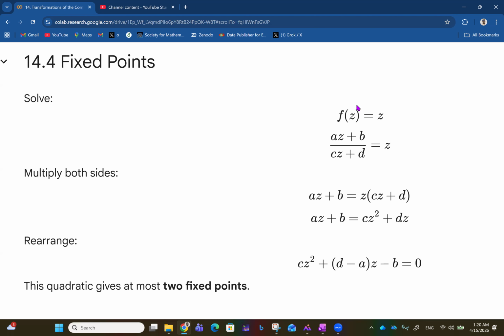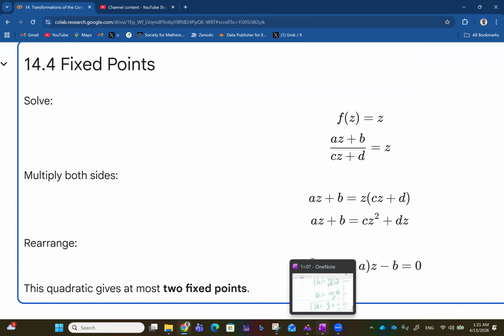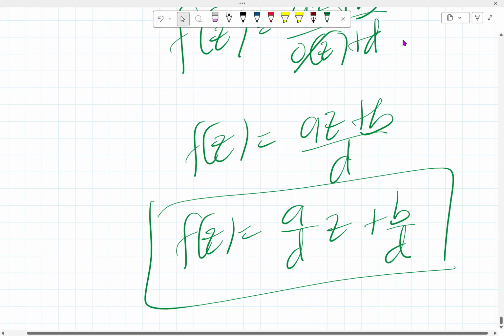So for a fixed point now we need to solve f of z equals z, and then that means we have az plus b over cz plus d equals z, and then we try to solve this. So this gives a quadratic. This quadratic gives at most two fixed points. I think I want to do that. I feel like I want to do that since I've been taking care of other things so far.